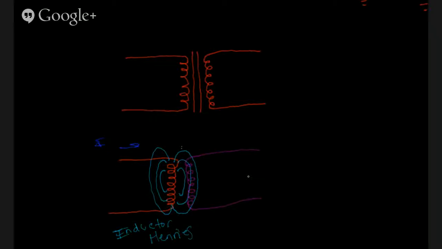And because these are both sharing the same magnetic field, the magnetic field that this coil creates will induce a current in this other coil. So if we have current going this way, it'll create current in the same direction. We end up with another current over here.